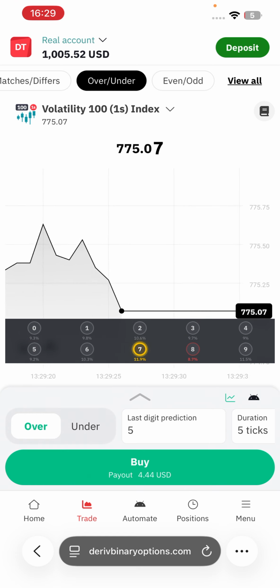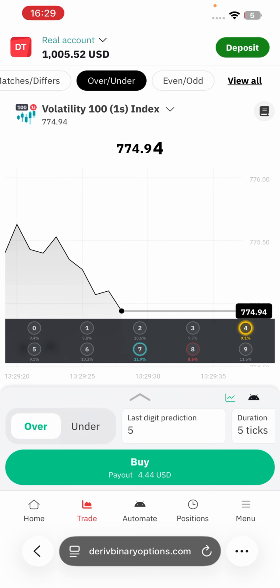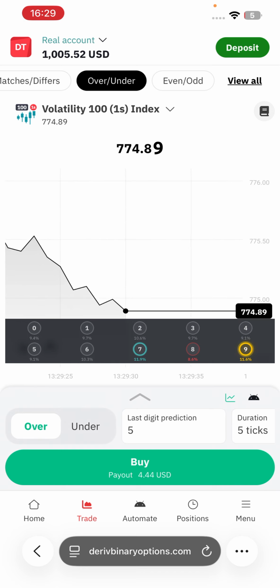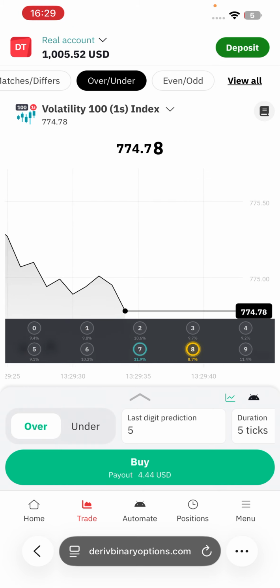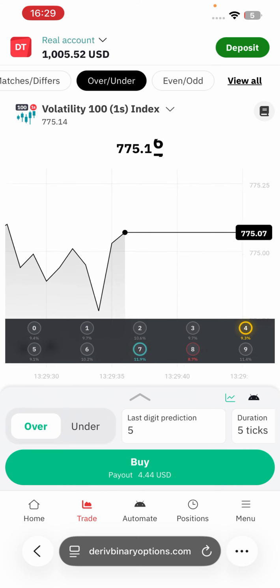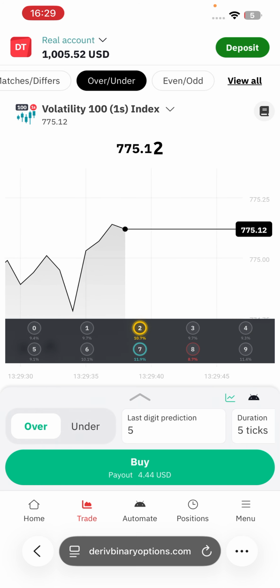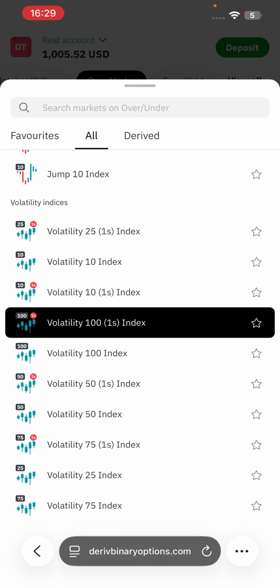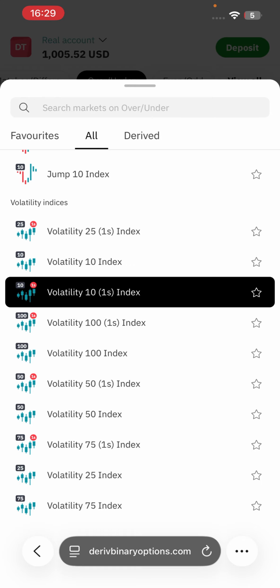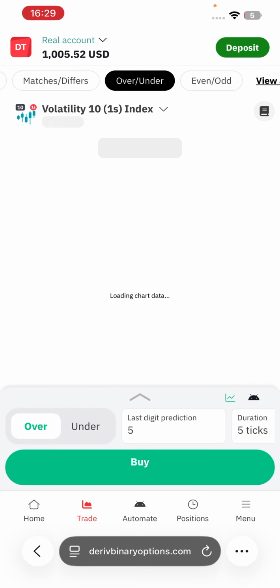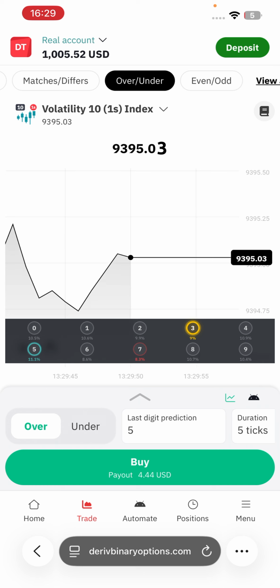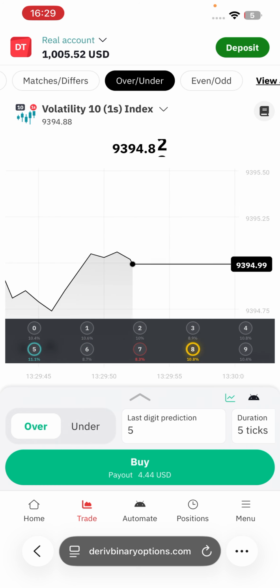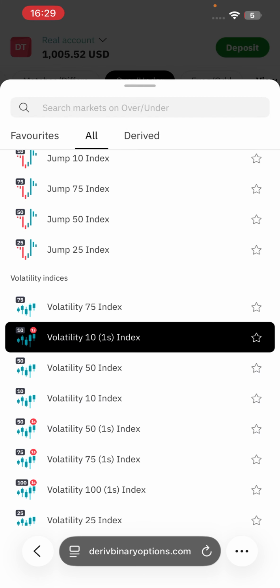So today we are still using the over 2 or under 7 concept that I taught you earlier in the morning. So that is what we can see. Digit 0, 1, 2, only 2 digits are meeting our condition. So we'll start with all the 1 second markets. We start with volatility 10, 1s. So we check both on 0, 1, 2 and 7, 8, 9. So this one doesn't meet our required conditions.